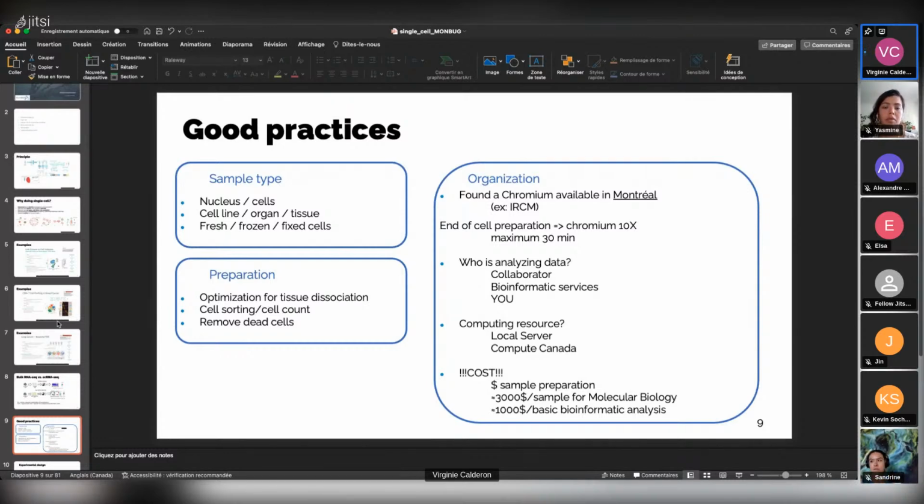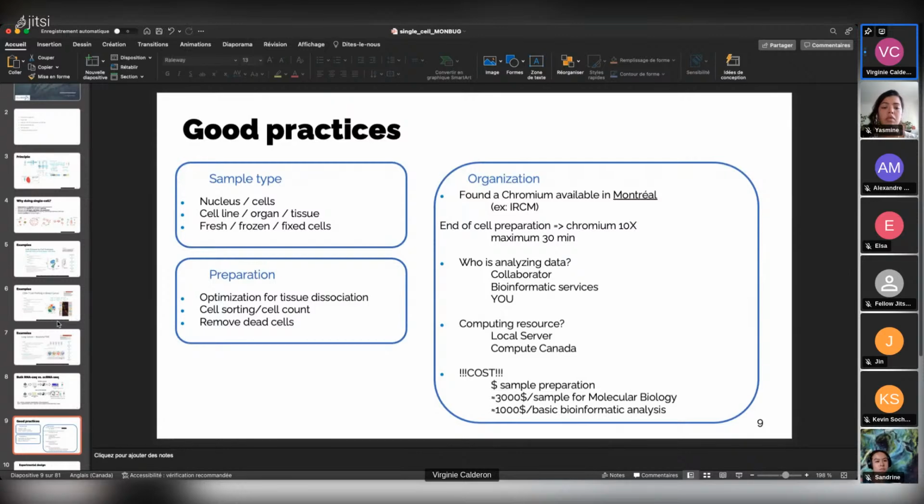This is really, really important. If the cells are not in the good states, you will not have good data. So that's why you need to be concerned about this. So also, before starting anything, you have to be really prepared for this type of experiment. So usually people are working with fresh cells.